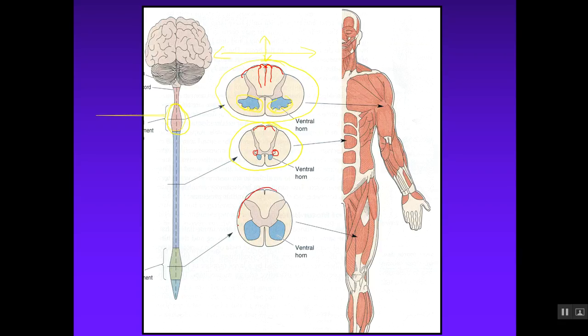Then here's lumbar. Lumbar is very round, almost the most rounded in nature, and sometimes a little wider anterior to posterior than it is medial to lateral, but it's definitely more rounded, okay? It's got some pretty big ventral horns, okay?